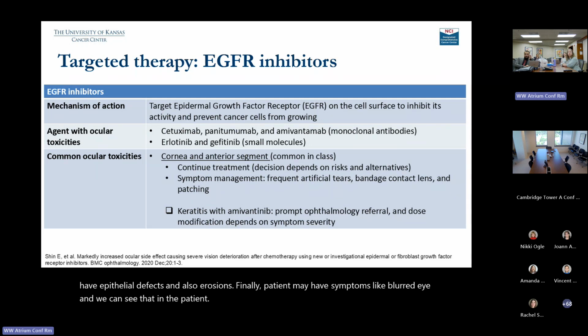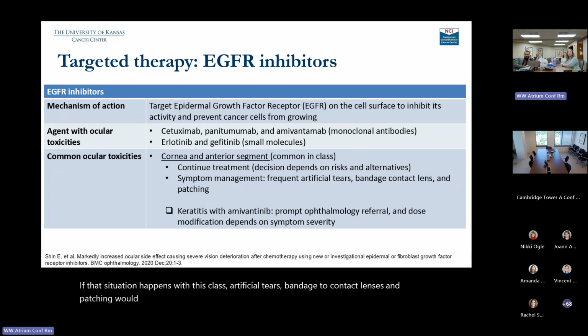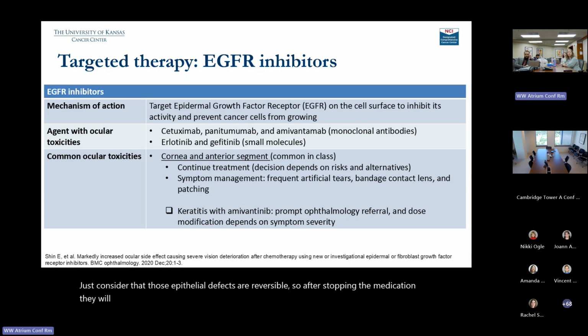If that situation happens with this class, artificial tears, bandage contact lenses, and patching would be a very good option for those patients. Just consider that those epithelial defects are reversible. So after stopping the medication, the patient will return to a normal situation.